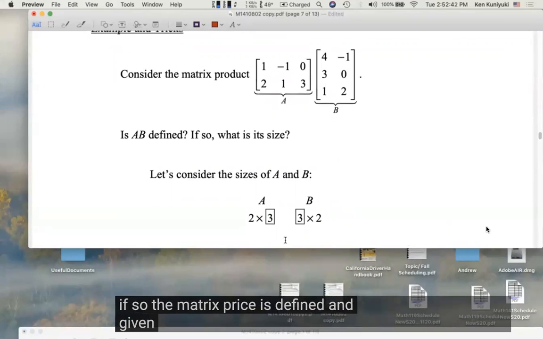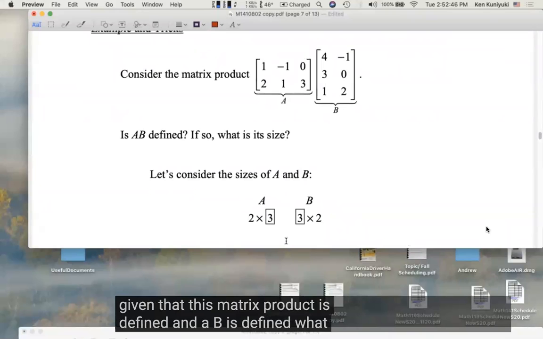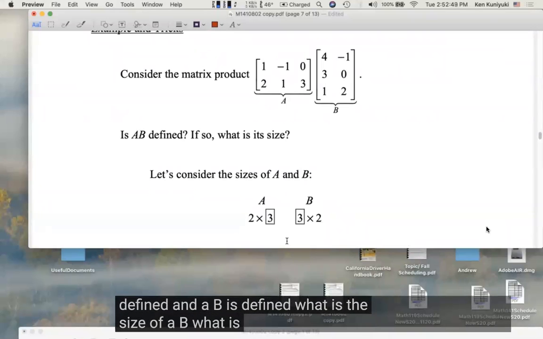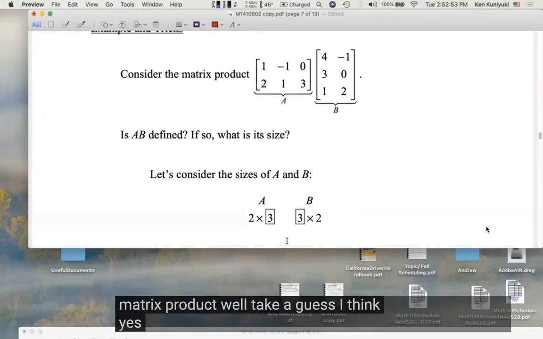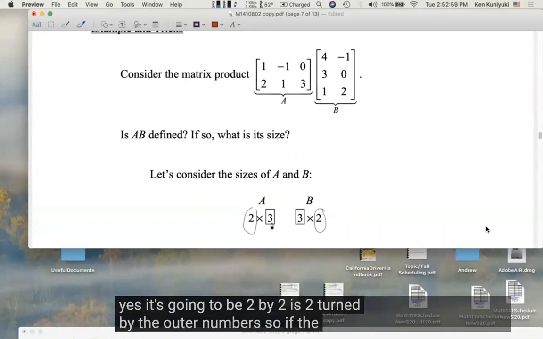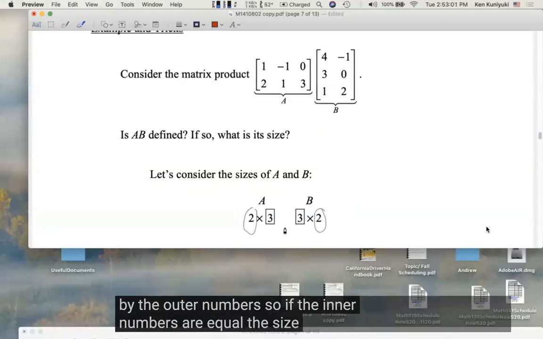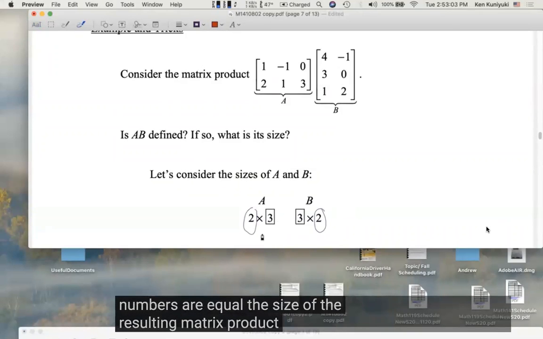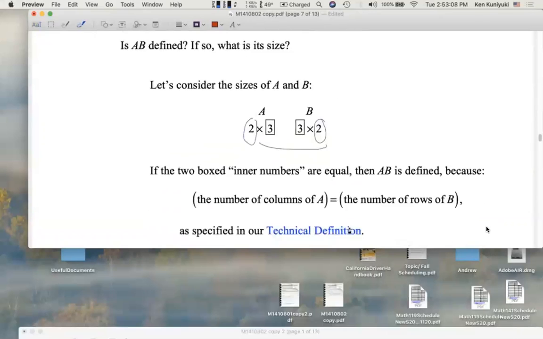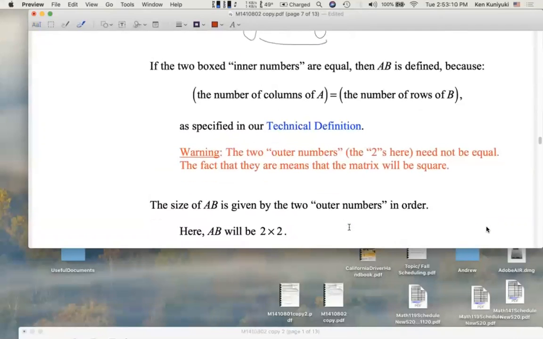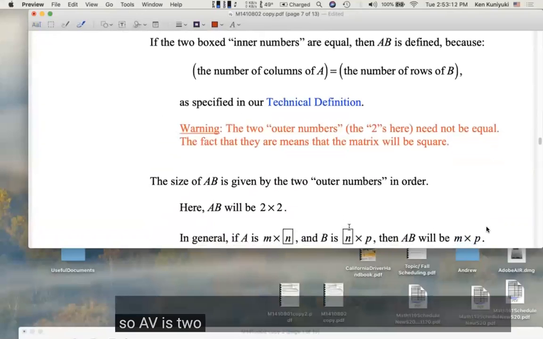And given that this matrix product is defined, what is the size of AB? What is the size of that matrix product? Well, take a guess. It's going to be 2 by 2. It's determined by the outer numbers. So if the inner numbers are equal, the size of the resulting matrix product is given by the outer numbers in that order. So AB is 2 by 2.